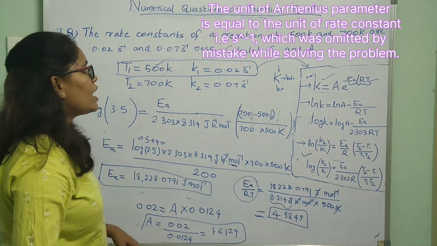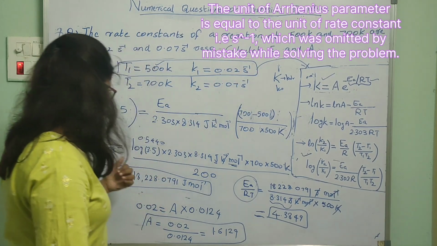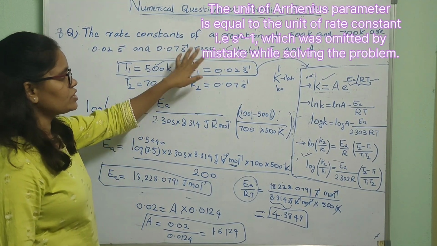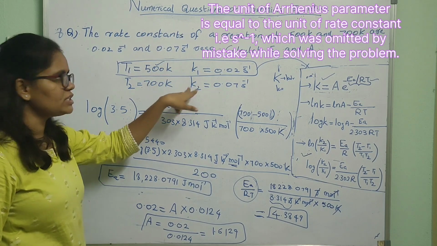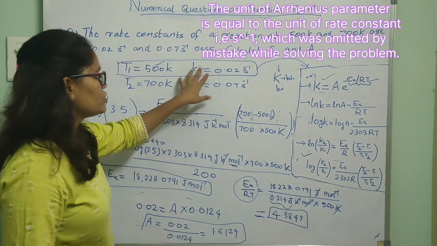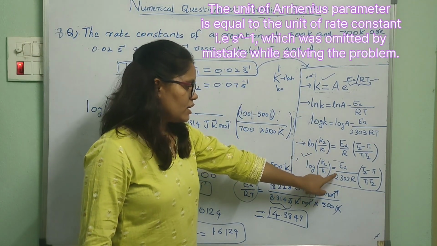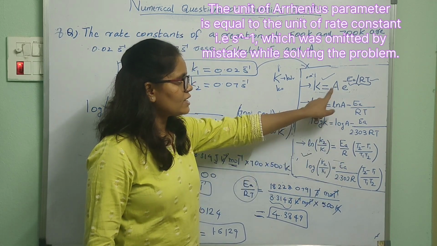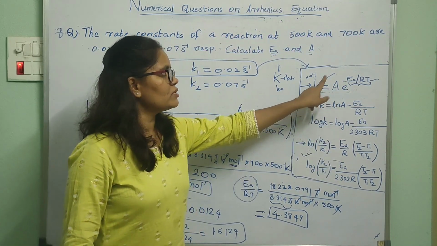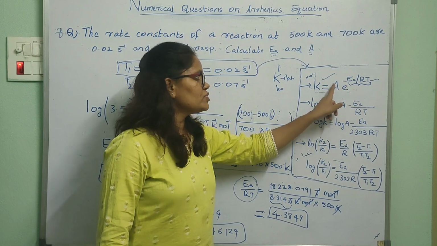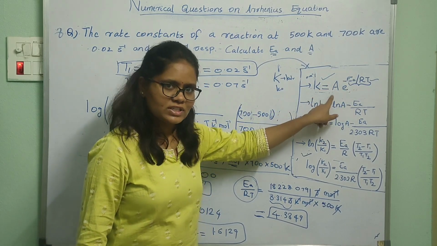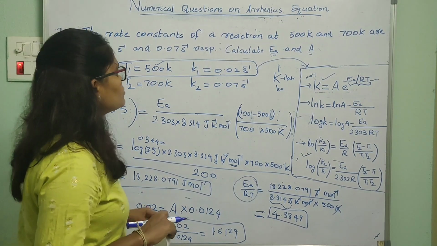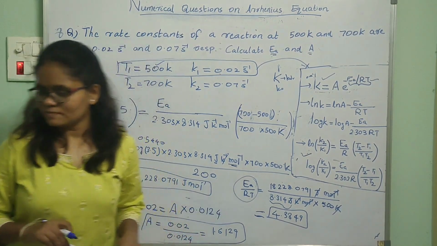So you had to find the value of activation energy and Arrhenius parameter. So this question was very simple. You are given two temperatures, two rate constants. So you had used this Arrhenius equation to get the value of activation energy. Now you have activation energy. You know one rate constant. You know one temperature. So you can easily get the value of Arrhenius parameter. Okay. So now let us move on to solve the ninth question.